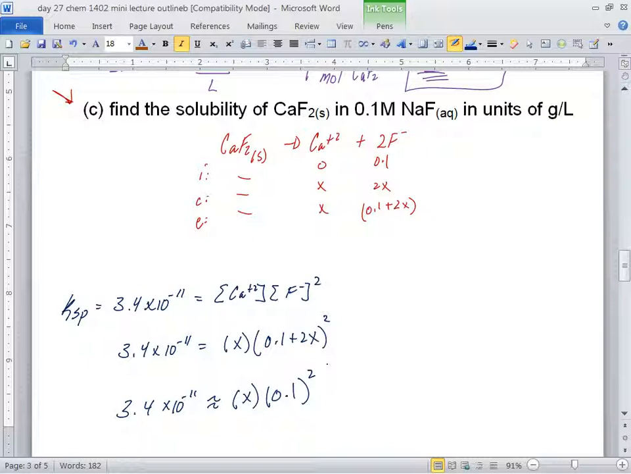Just don't forget to square that 0.1 also, because that doesn't go away. So 0.1 plus 2x is really just 0.1. Remember how we dropped that? 10 to the negative 4 was questionable, but 10 to the negative 5, 6, 7, it's great. You can drop those. I think the math for these common ion effect problems is a lot easier. Just divide by 0.1 squared, and you have your answer.